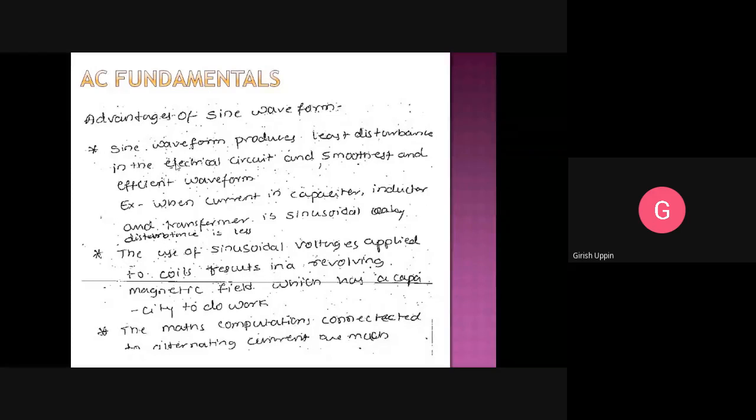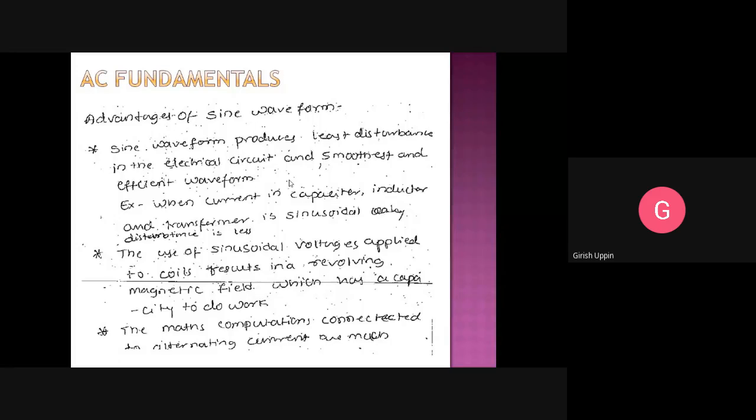When sinusoidal voltage or current is used in a capacitor, inductor and transformer, the disturbance caused by that waveform is very little. So sinusoidal waveforms are the smoothest and the most efficient waveforms.